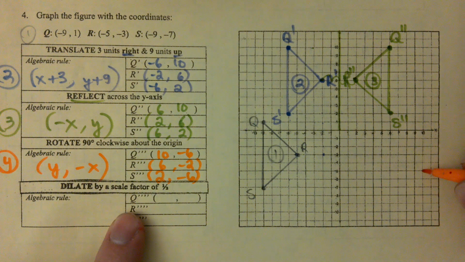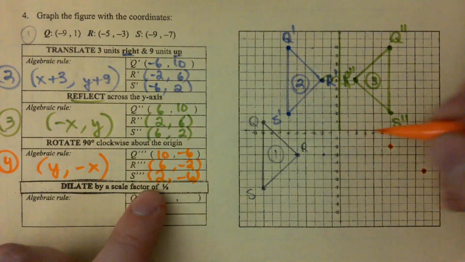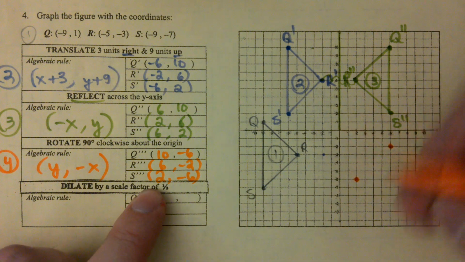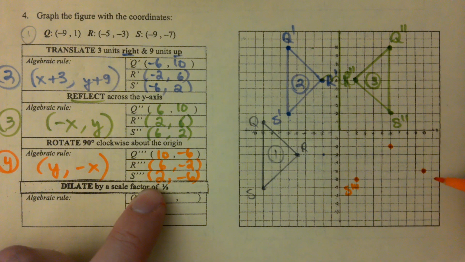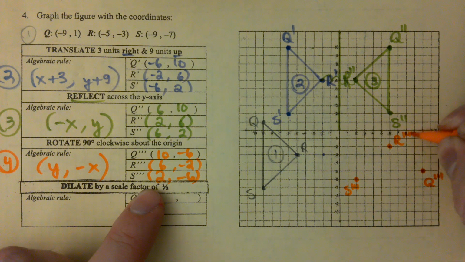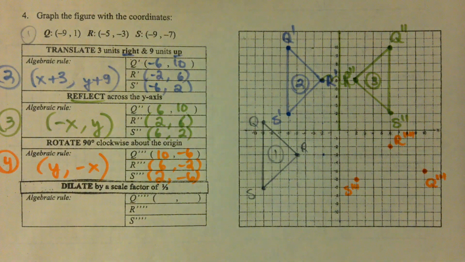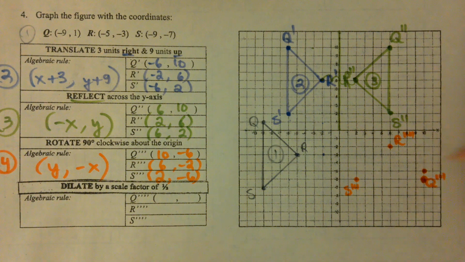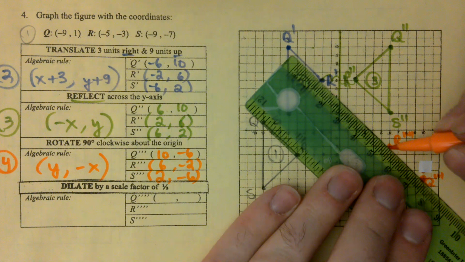10, negative 6 is right there. 6, negative 2 is right there. And 2, negative 6 is right there. So we got S triple, Q triple, R triple prime. Does that look right? Did I do that right? 10, negative... Oh, that's a negative 5. I meant to put my point right there. My bad. Forget about that one. There we go. I thought it looked off.